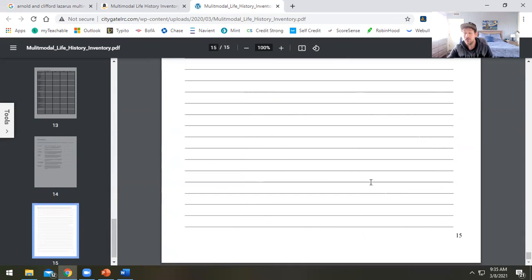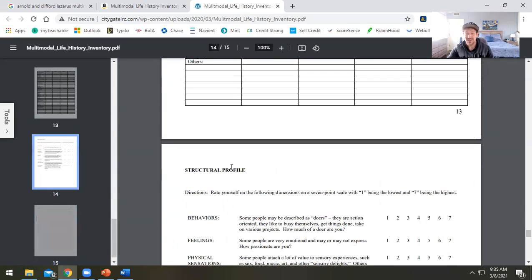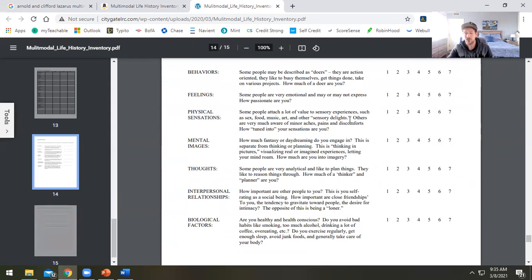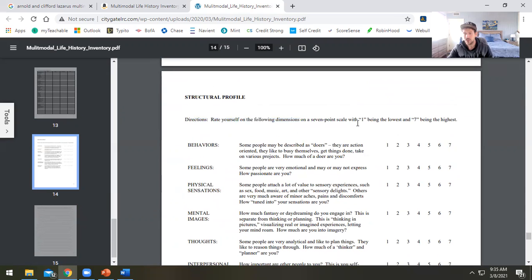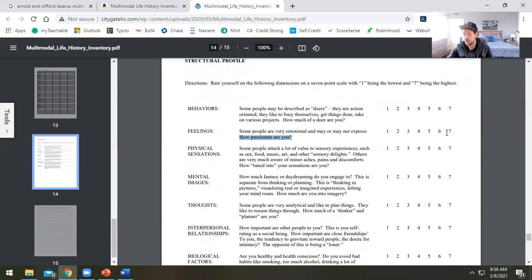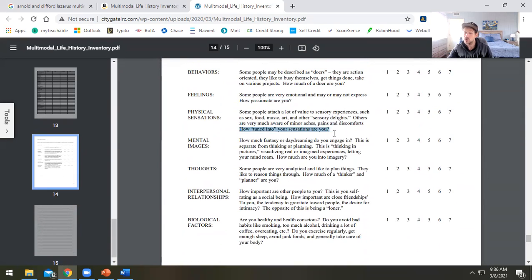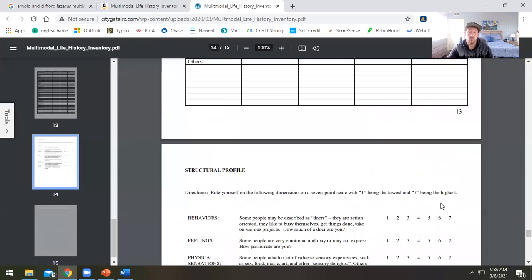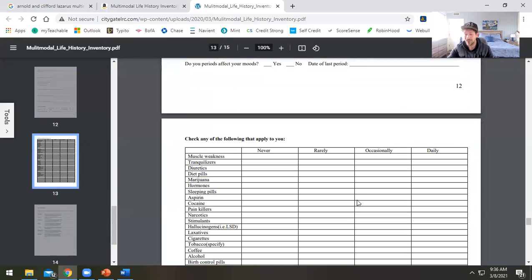This is 15 pages. And then the structural profile, like your behaviors, your feelings, your sensations. There's our basic ID down here at the very bottom. Rate yourself on these 7 points. How much of a doer are you on a scale of 1 to 7, with 7 being the highest? How passionate are you? How tuned into your physical sensations are you? What kind of imagery do you make? What are your thoughts? What are your feelings? Are you a planner? All of these things. But look at how much we had to get through before this.